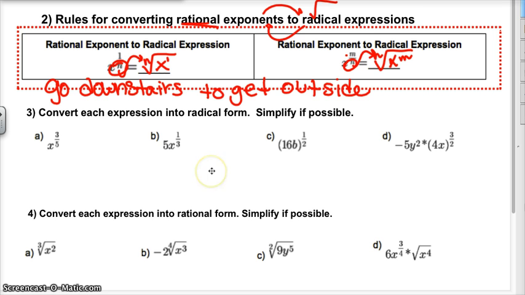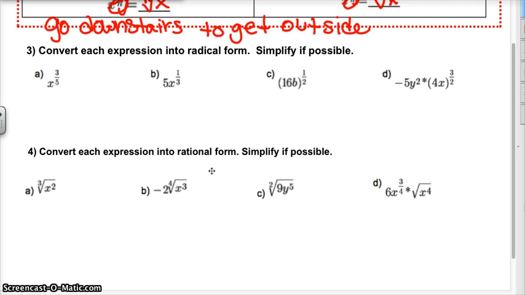Convert the expressions to radical form, simplify if possible. Downstairs goes outside, so this is going to be a fifth root with the third power on the inside. Notice here, 5 times x to the 1/3. The 1/3 is essentially only touching the x, so the 5 is just a normal 5. The x is in the radical, and you have to go downstairs to get outside, so the 3 is on the outside.